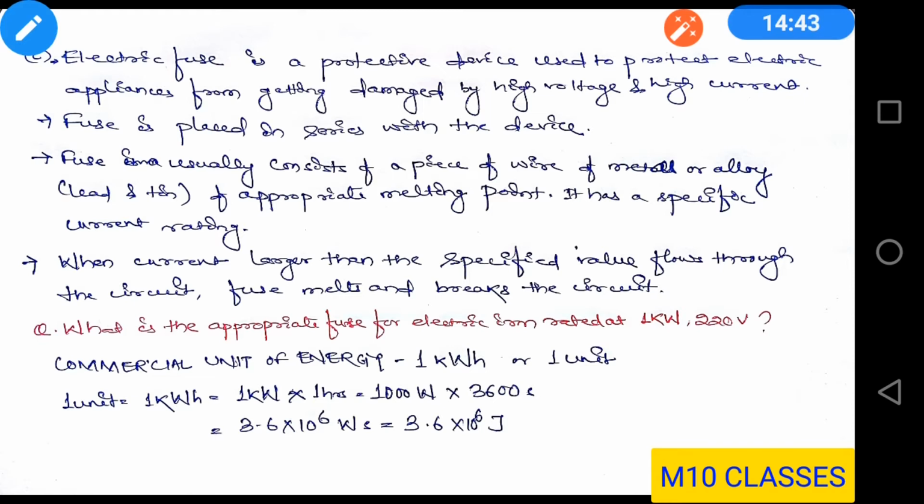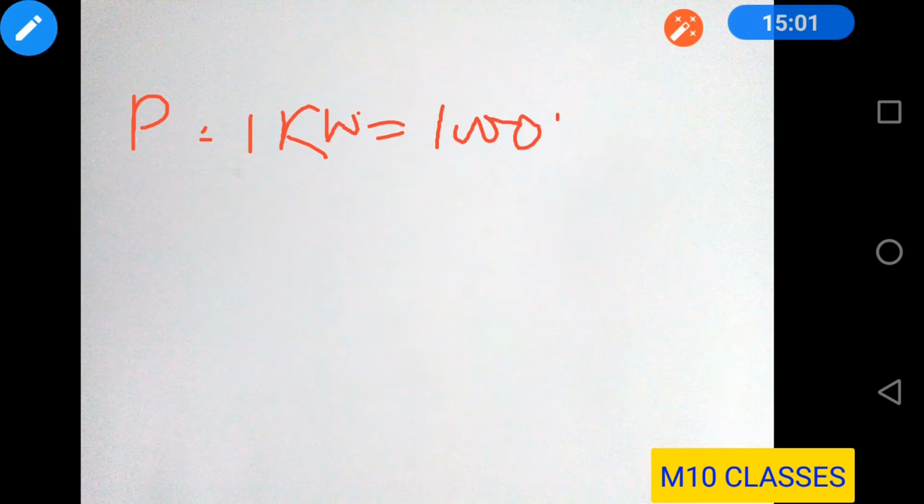Now let us see a question. What is the appropriate fuse for an electric iron rated 1 kilowatt, 220 volt? According to your question, the power is 1 kilowatt, that equals 1000 watt. The voltage rating is 220 volt. To find the appropriate current rating, you have to find the current I.